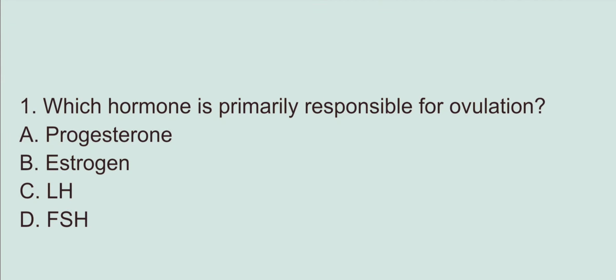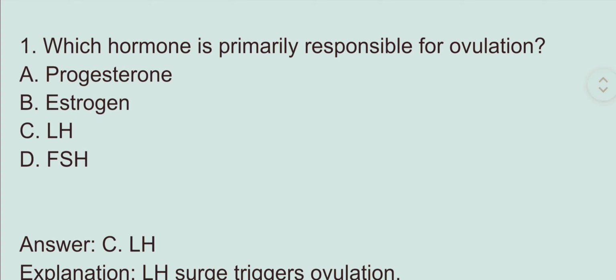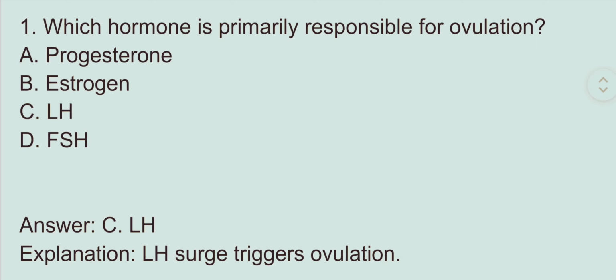Question number 1. Which hormone is primarily responsible for ovulation? The correct option is option C. Luteinizing hormone, responsible for ovulation. Luteinizing hormone surge triggers ovulation.